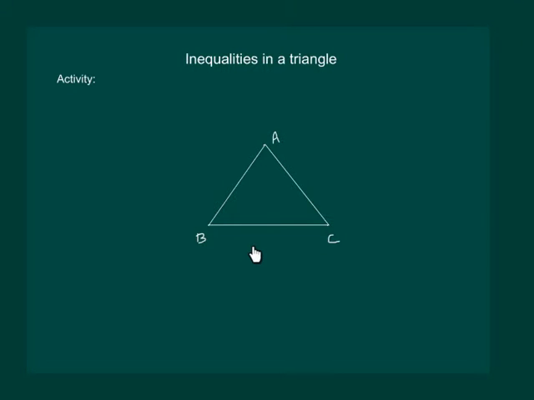Now shift and mark another point A dash on CA beyond A. So we have A dash on CA but beyond A. Now join A dash to B. So we have another triangle A dash BC. Now in these two triangles, clearly we can see that A dash C is greater than AC.